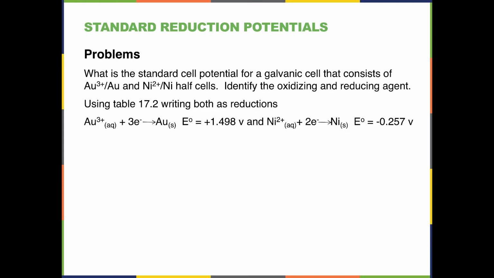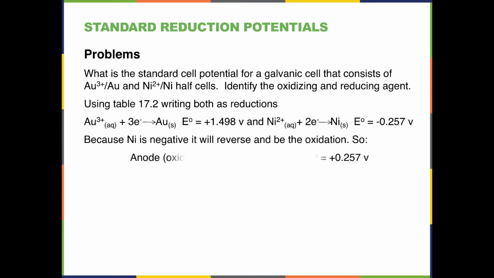Now you look at these two, and since nickel is negative, it will be the one that's reversed and oxidized. Generally, when you put a cell together, if one of the two is negative, then it becomes the oxidized portion. If you have two that have the same sign, the one with the numerically lower value is the one that is oxidized. And so you write it the other way, like this.